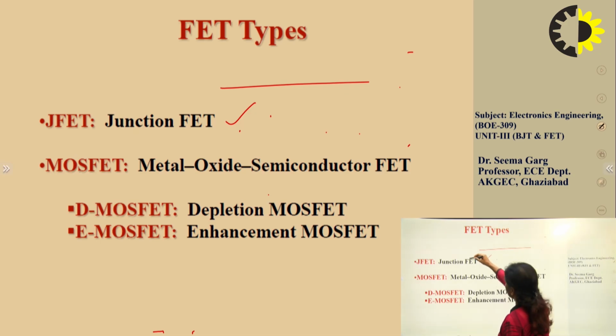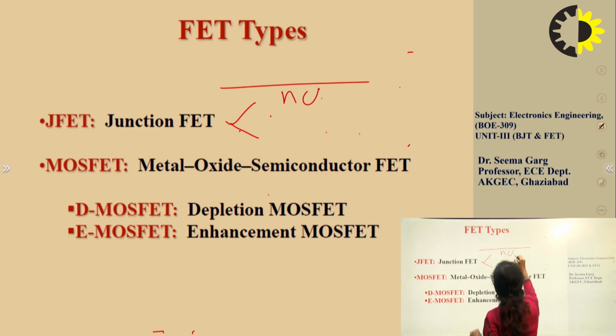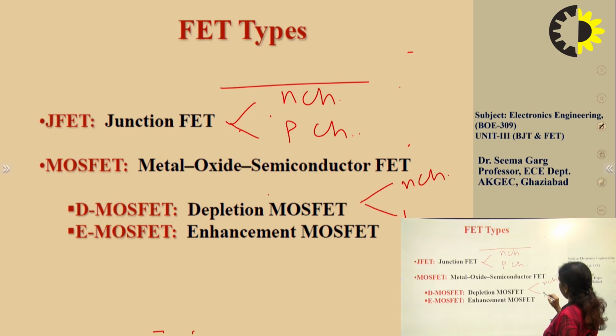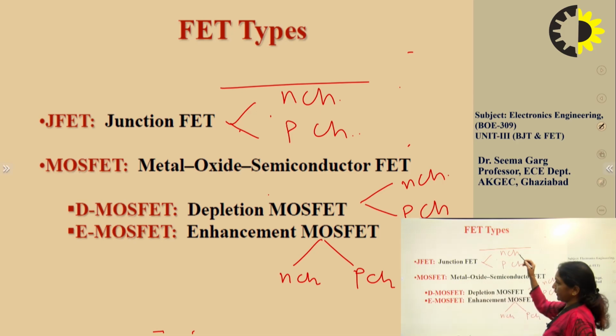Junction field effect transistor is again categorized into two categories. One is the N channel, next is the P channel. Similarly, D MOSFETs are of two types, N channel and P channel. Similarly, E MOSFETs are also of two types, that is N channel and P channel. So we'll be discussing all the three types of the field effect transistors one by one.